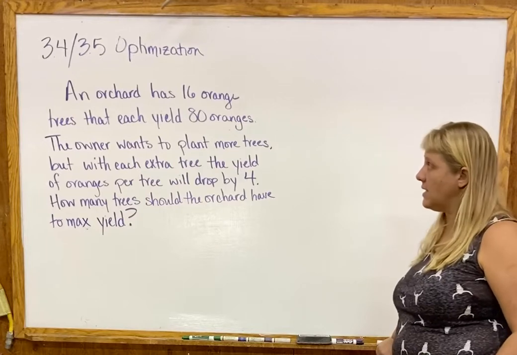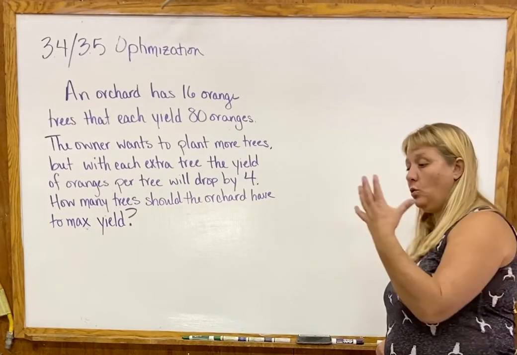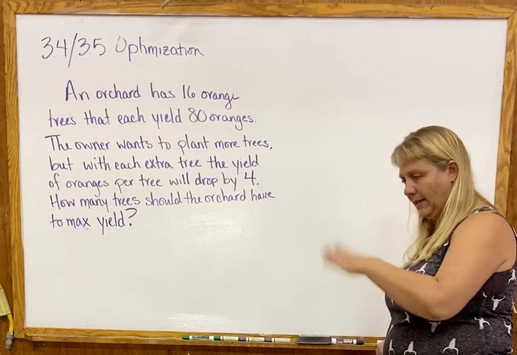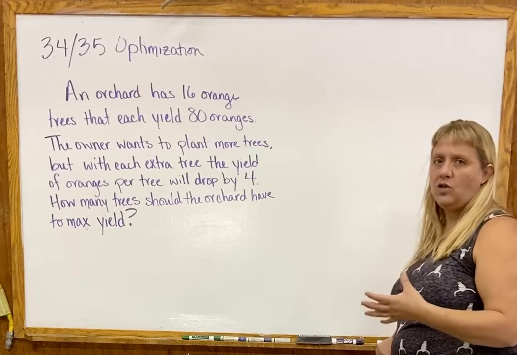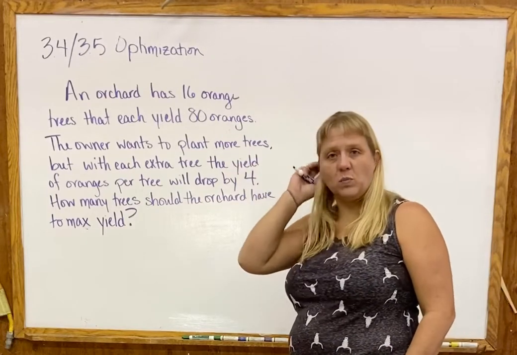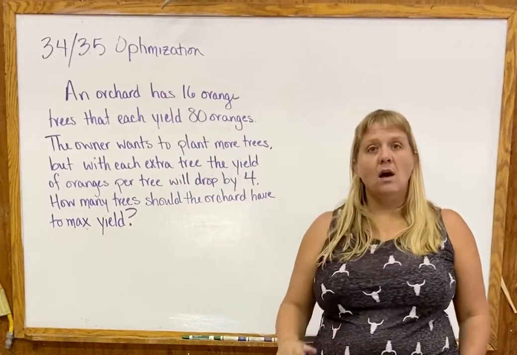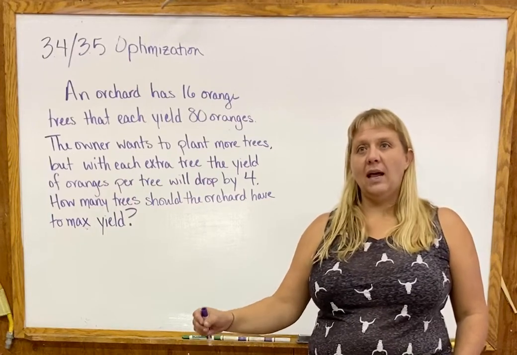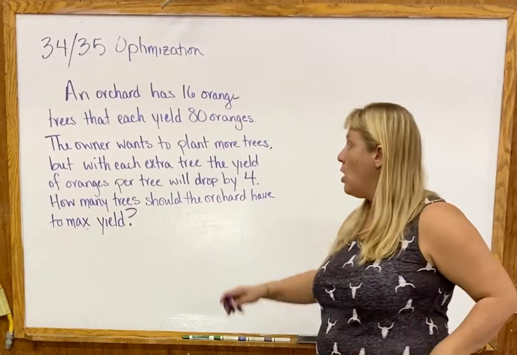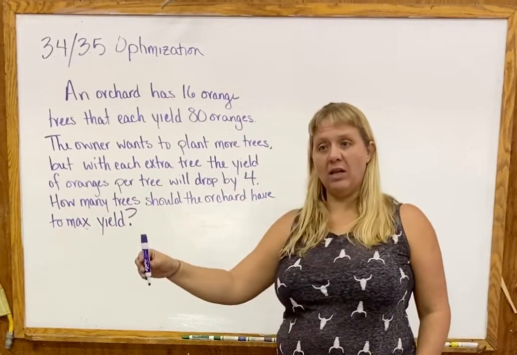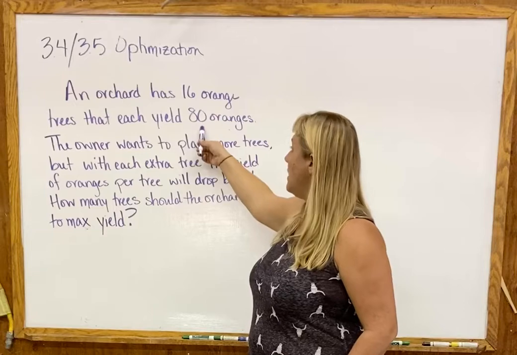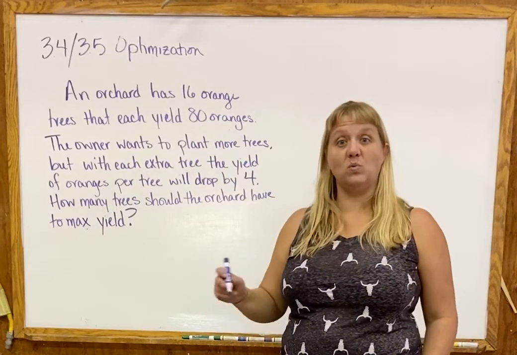But the idea behind this is that as you add more to your stock or your orchard or your plants or whatever it is, are you going to continue to get the same amount out of what you have? So in this case, they're saying that they can get 80 oranges per tree when they have 16 orange trees. But if they plant another tree, either because of space or water constraints, or maybe there's not enough time to harvest, what they're going to notice is that for each extra tree they plant, their yield is going to go down by 4. So if they plant another tree, then they're only going to get 76 oranges per tree.